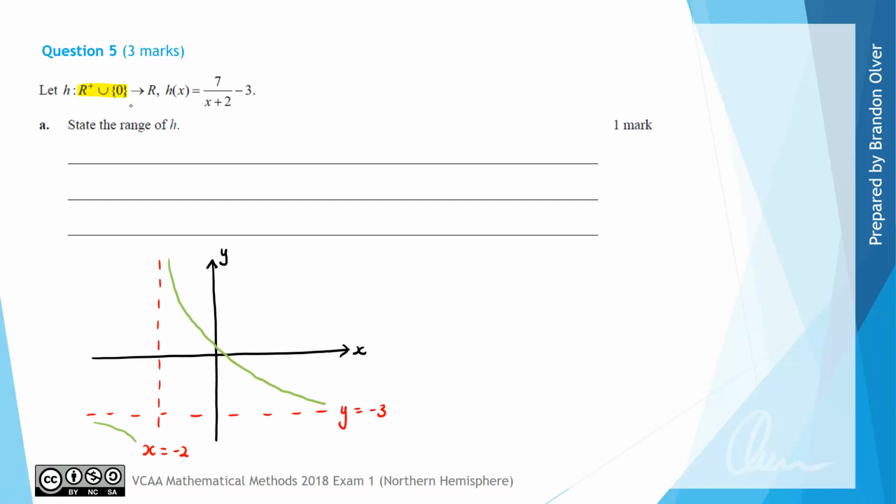However, there is a restriction on the domain, which means that we're only going to have positive numbers and 0. So this point is going to be included, and all of this part of the graph, but none of the graph that's on the negative side of the y-axis. Our job now is to find the value of that y-intercept, which we know is when x equals 0 in our rule. So h of 0 is equal to 7 divided by 0 plus 2, subtract 3. Simplifying that, we have 7 divided by 2 subtract 3, which is simply equal to a half. So the coordinate of the y-intercept is (0, a half).